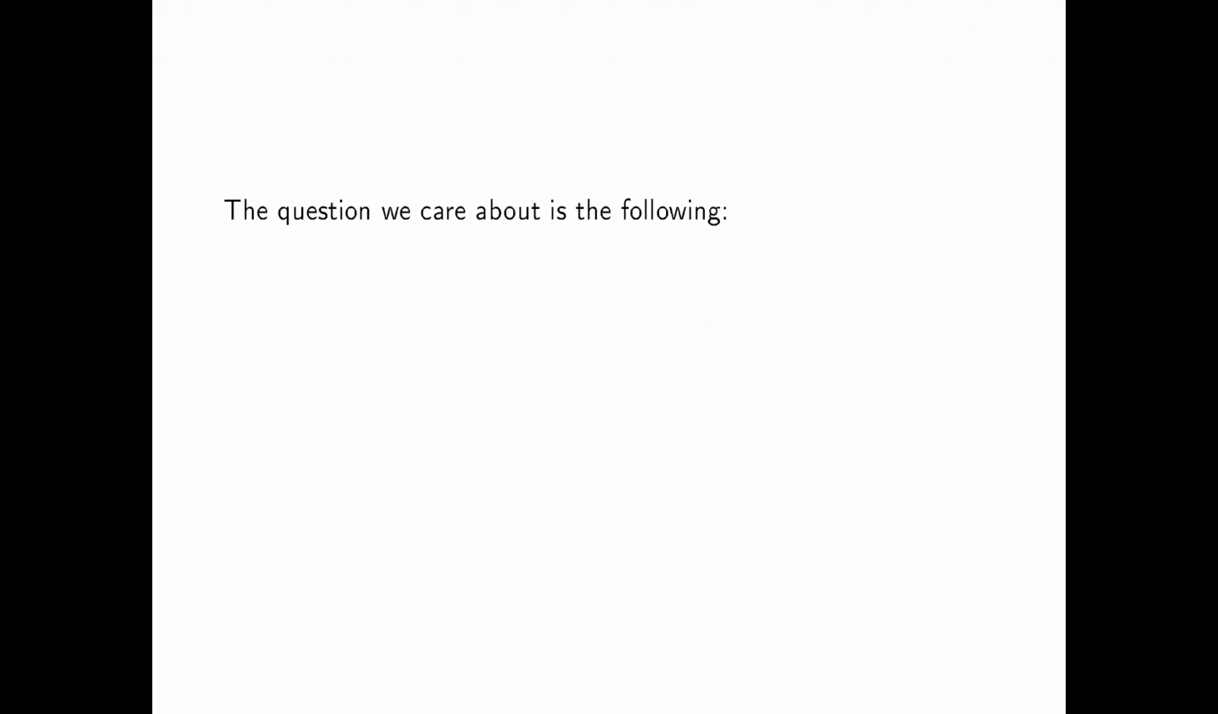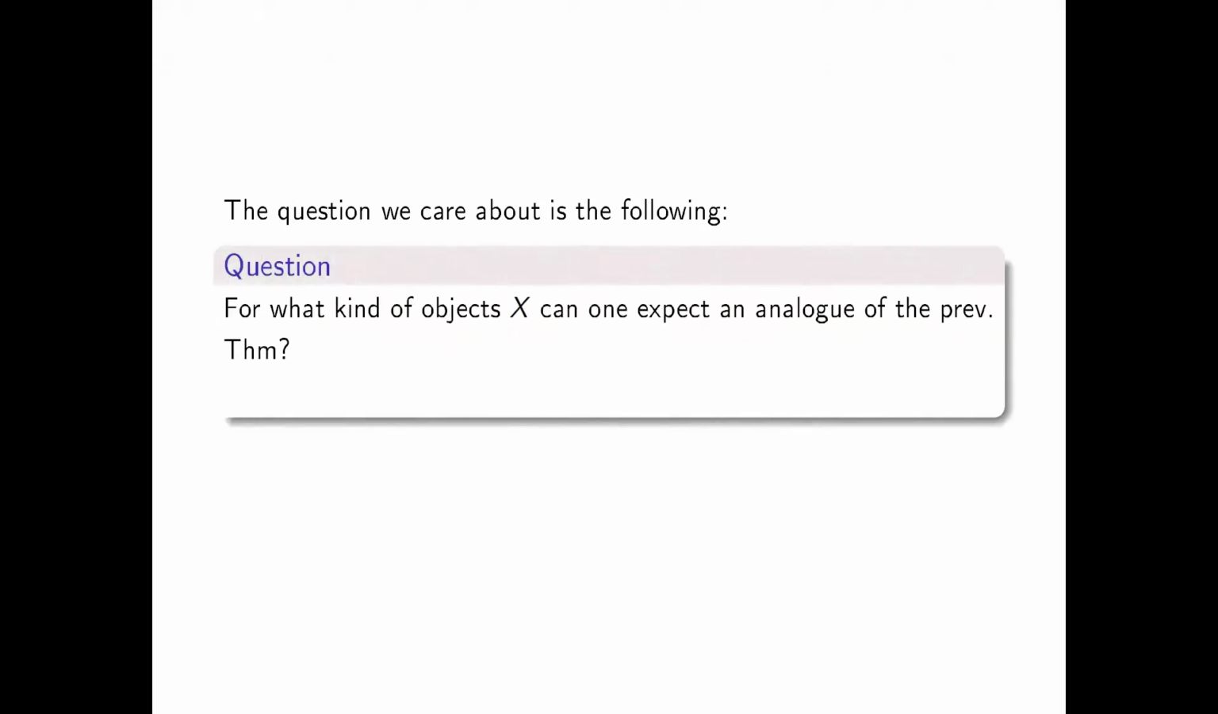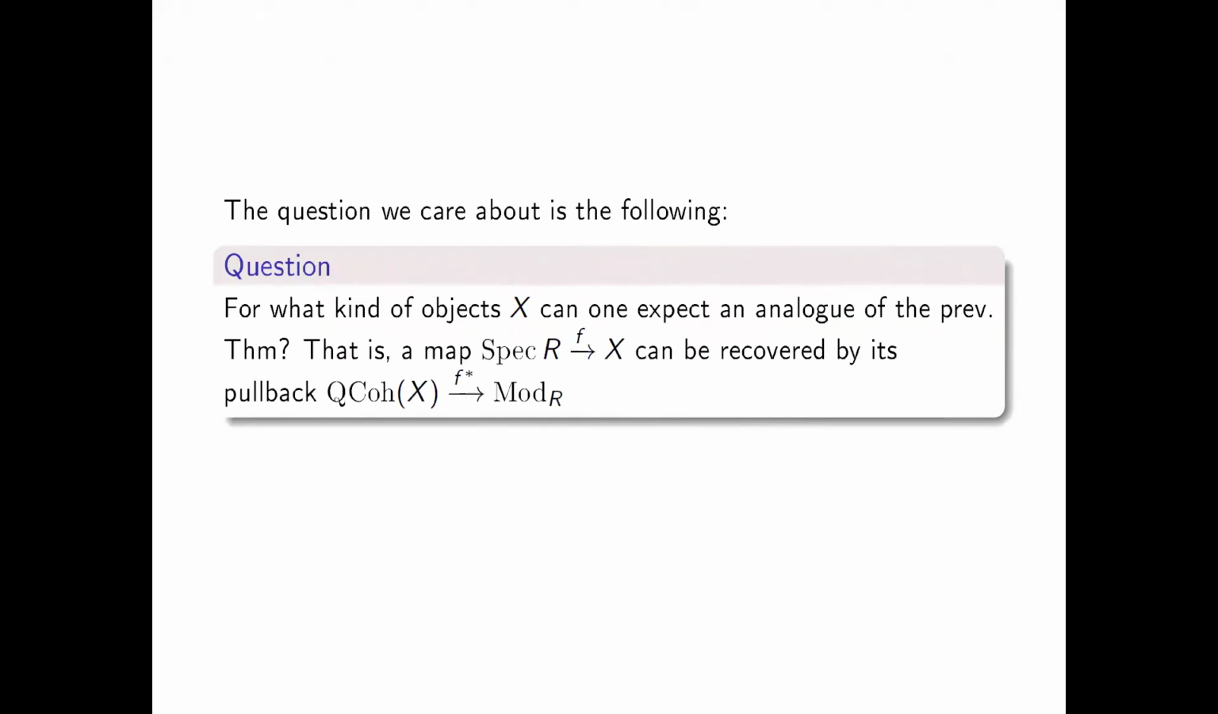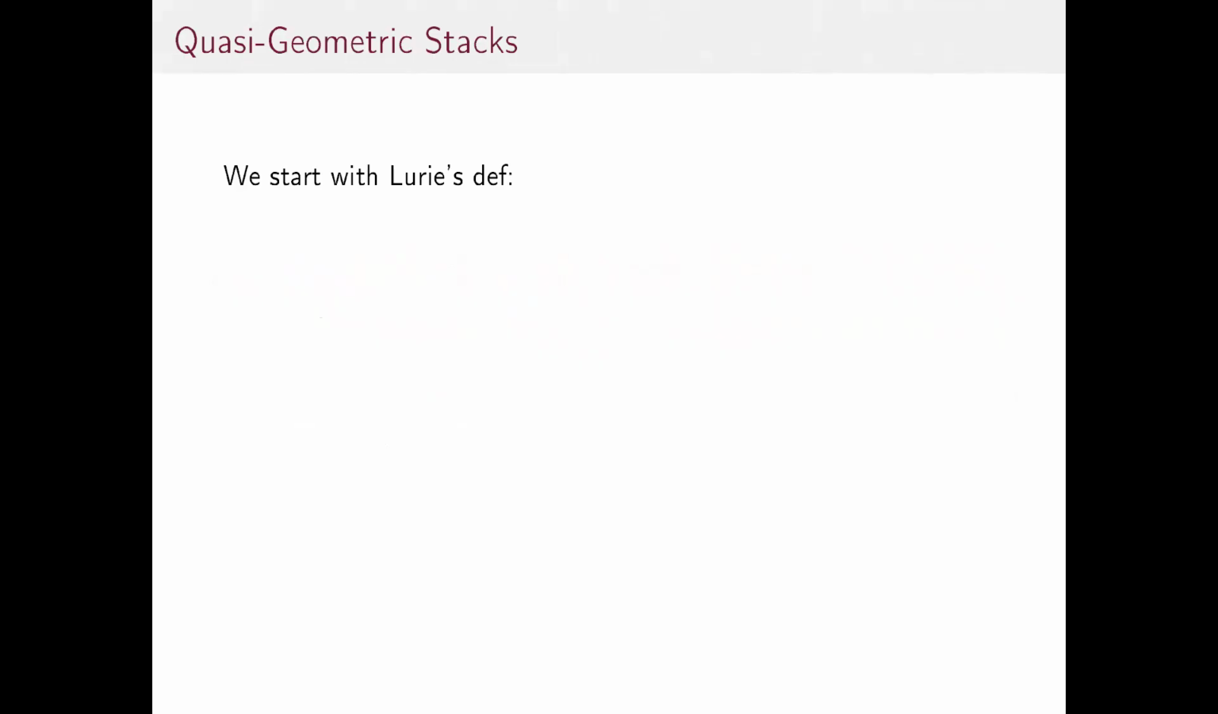The question that we care about is the following. For what kind of object X can we expect an analog of the previous theorem? That is, a map Spec R to X can be recovered from its pullback, QCoh, the quasi-coherent sheaves on it, to Mod R. By the way, feel free to interrupt me if I'm too fast, because these are slides and there's always a possibility of that happening.